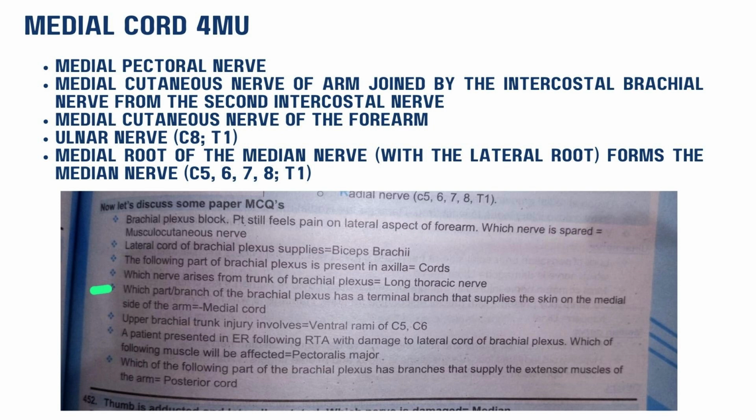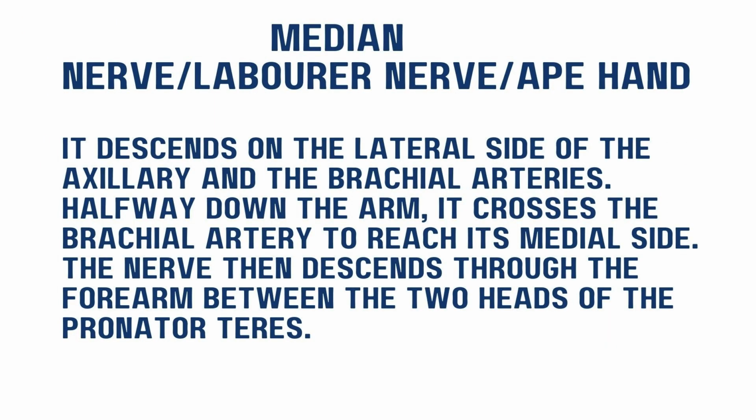Now we are going to talk about the median nerve and the ulnar nerve. The median nerve is also known as the labourer's nerve, and injury to the median nerve results in the ape hand. It descends on the lateral side of the axillary and the brachial artery, so it is going to be on the lateral side. When we talk about the ulnar nerve, that nerve is going to be on the medial side along with the ulnar artery.